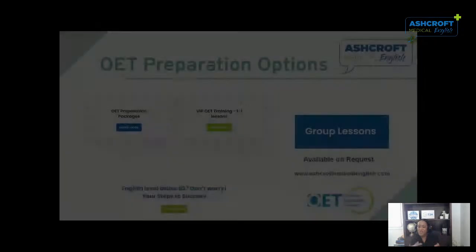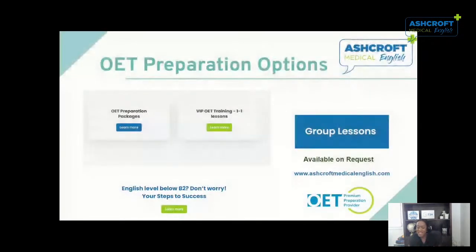So before we do get into the main section of the session today, I just wanted to let you know that today's session will be an introduction to the concepts of signposting and how it's useful in listening Part C.